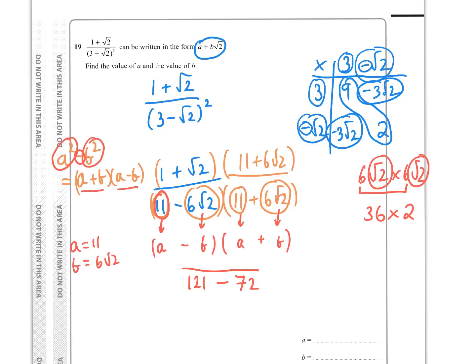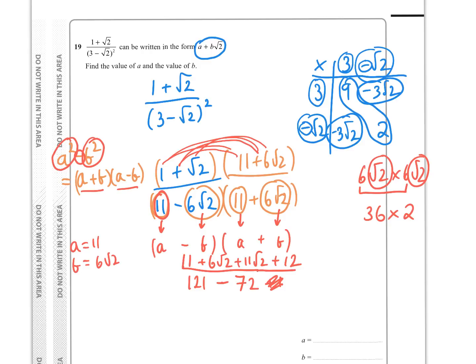Now let's have a look at the numerator. Let's multiply that out. So we're going to have 11 plus 6 root 2 plus 11 root 2. And be careful here, plus times a plus is plus, and then root 2 times 6 root 2 is 6 times 2, which is 12. Oops, wrong side here.